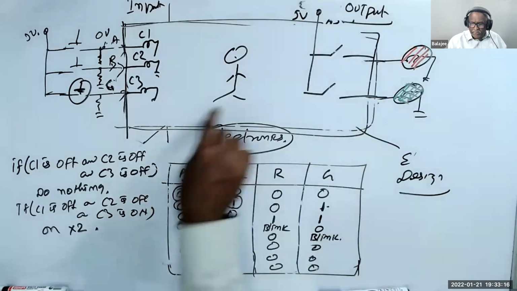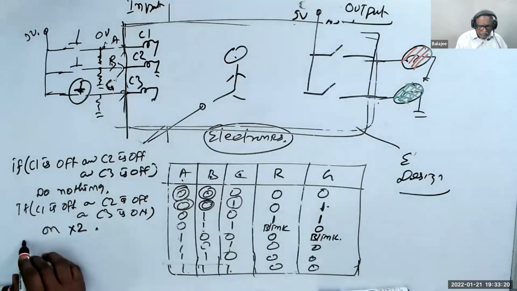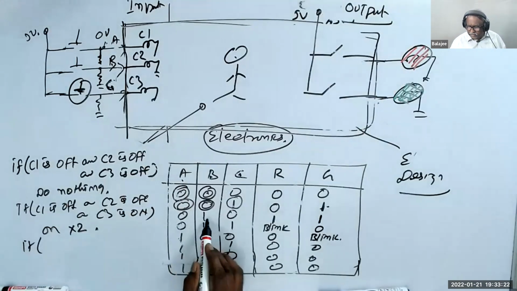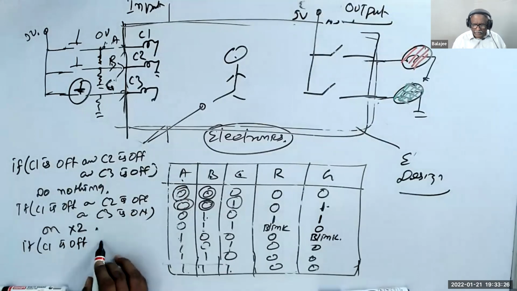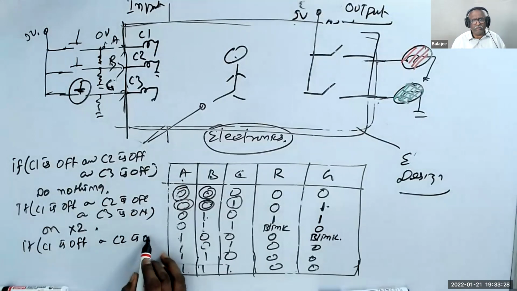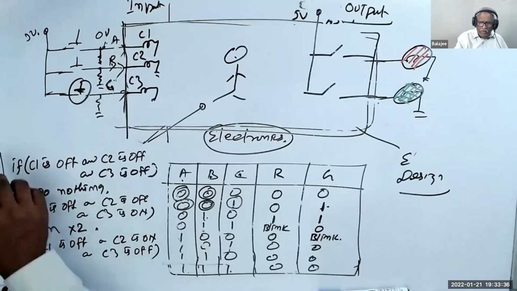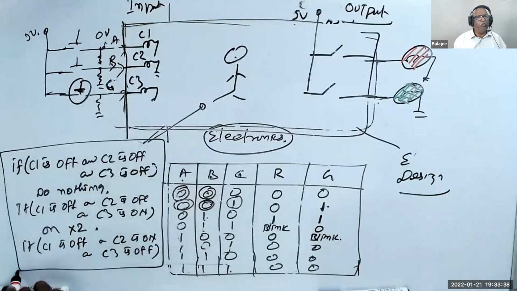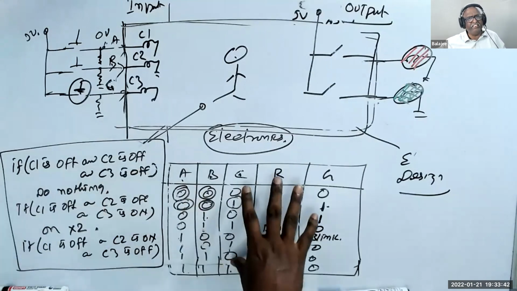So now I'm giving the commands to him, what he should do. If here C1 is off and C2 is on and C3 is off. See that? How difficult is it for you to write this statement from the table? Please let me know. I gave a table.